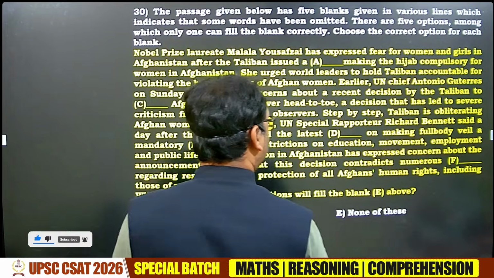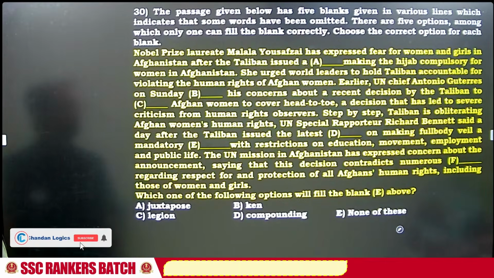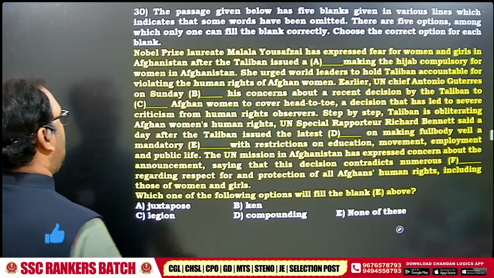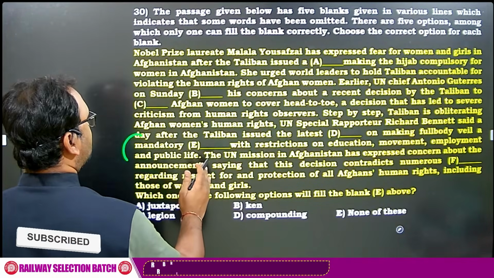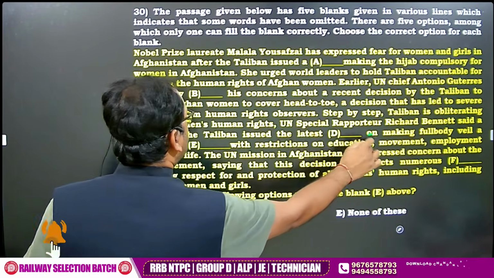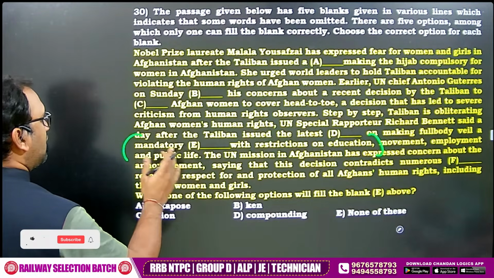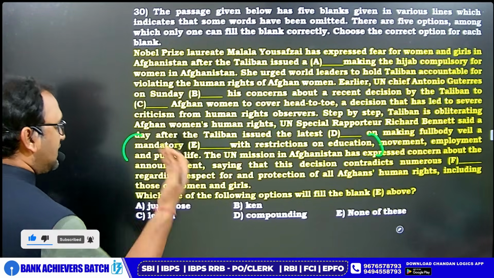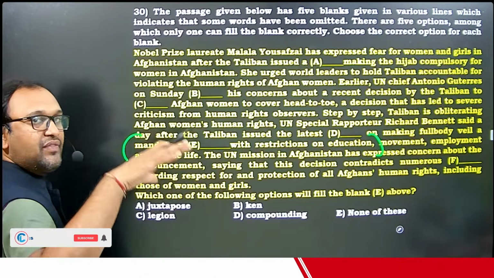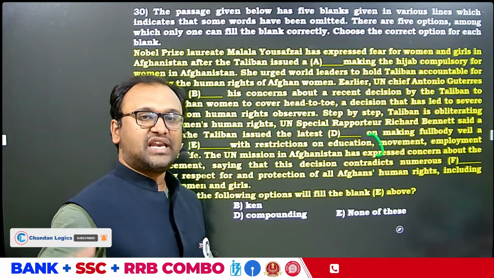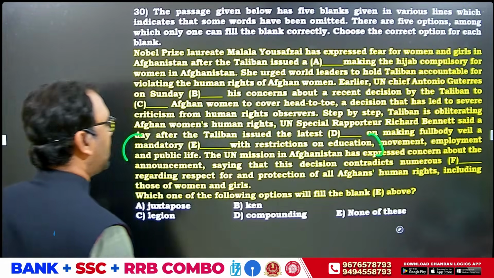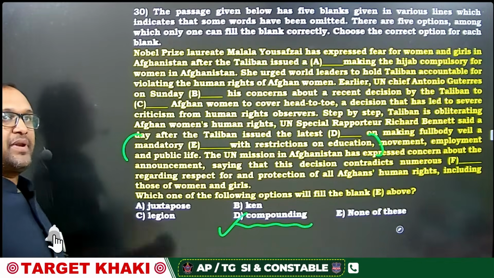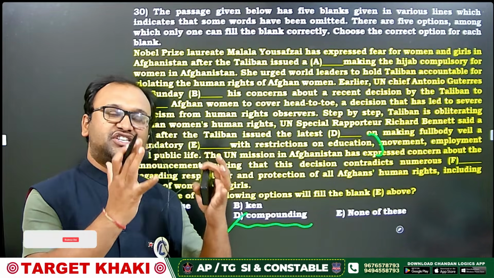Read the sentence here. A mandatory dash with restrictions on education. Mandatory means what? Mandatory means a rule. So already the Afghan women were given some rules, like they should cover the body from head to toe and everything, compounding with restrictions. Means already some restrictions are there.